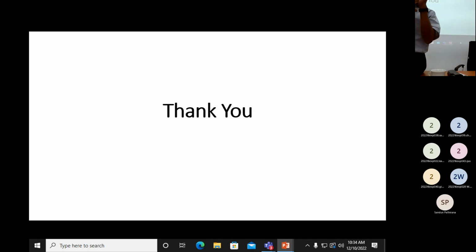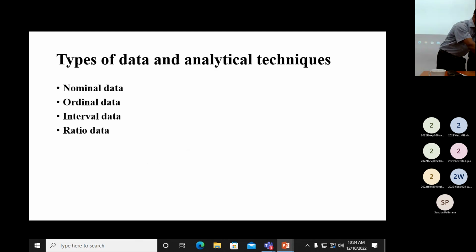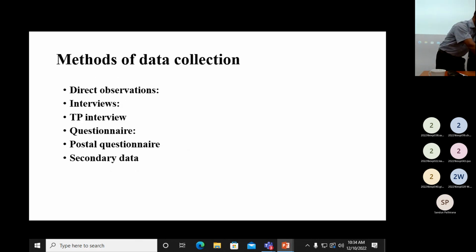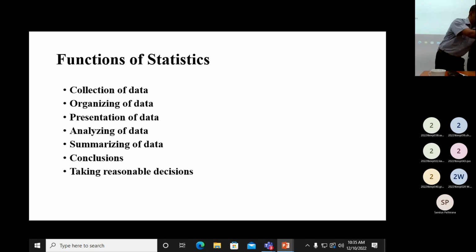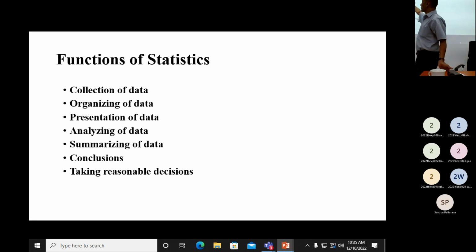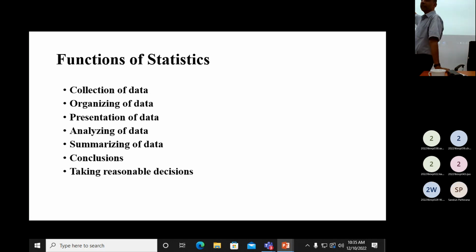That is the first function, collection of data, it is finished. Right, collection of data, that part is finished. Now take a break, then we start organizing of data. Data organizing.